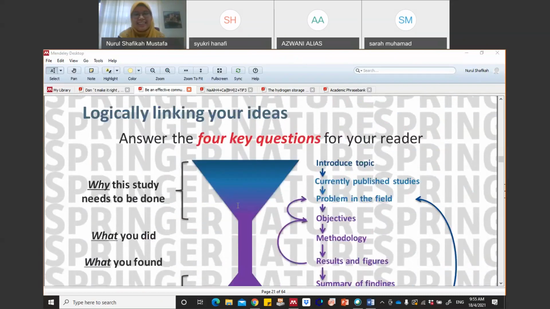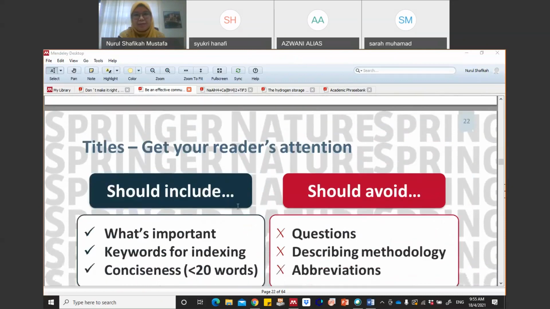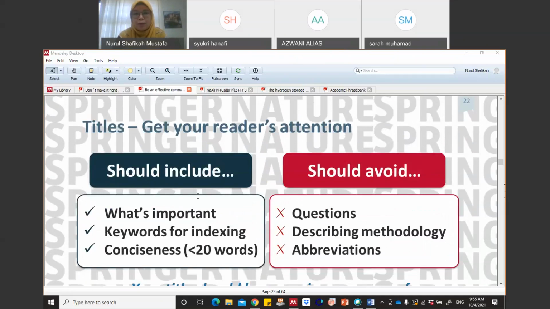Okay, the logical linking of your ideas. In your manuscript, the first thing is your title. Your title gets your readers' attention, so it is very important. What should you include and what should you avoid in your title? What is important: keywords for indexing, and conciseness, so less than 20 words.